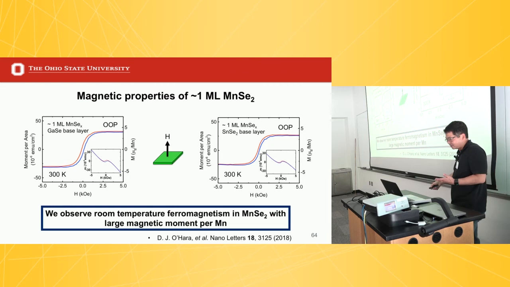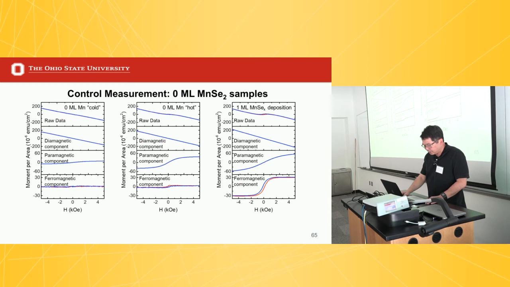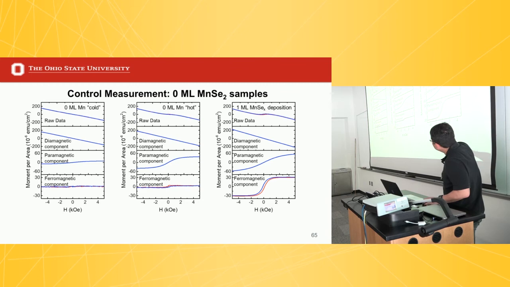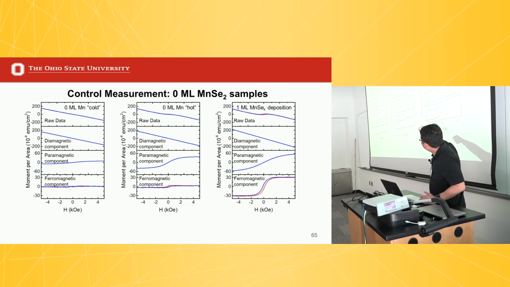Feeling good. Okay, but actually we had to do some control measurements because we weren't so sure, and it's good to do. So the top panel is the raw data for three samples. For one of them, we do everything the same, but we never open up the manganese. For the second one, we also don't open up the manganese. And for the third one, we open up the manganese. Okay, and that's the raw data.